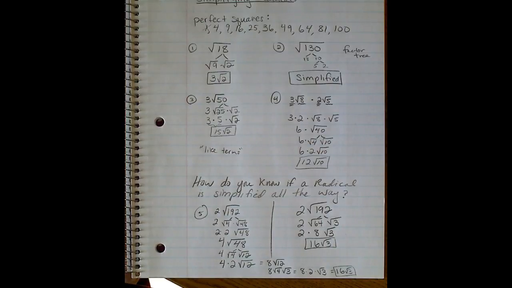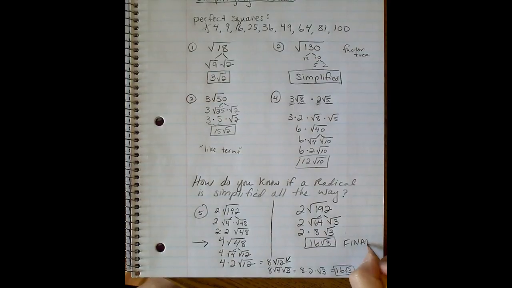I don't care which way you choose to do this, as long as you leave your radicals simplified all the way. For example, if you left this as your answer, you would not receive full credit. If you left this as your answer, you would not receive full credit. So 16 root 3 is the final answer, and that is the only answer that you would receive full credit for on a problem such as this.